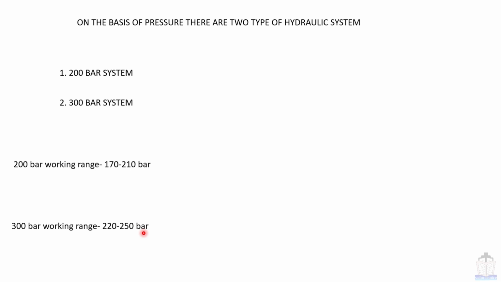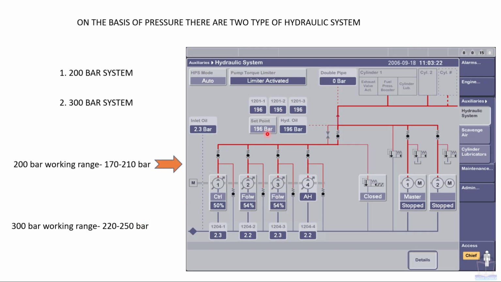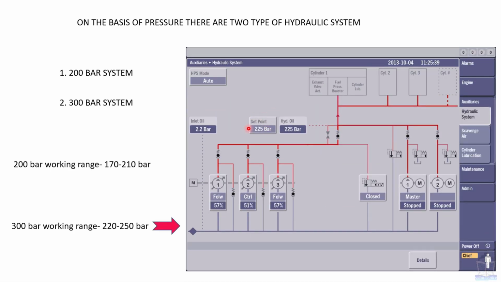Now let's see with the help of an example. Here you can see this set point is at 196 bar. This comes under this range, that's why this is a 200 bar system. Next example, here the set point is 225 bar. This comes under this range, that's why this is a 300 bar system.